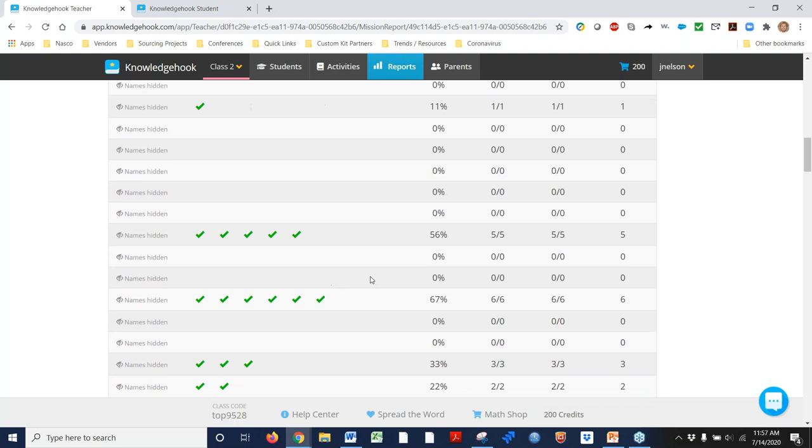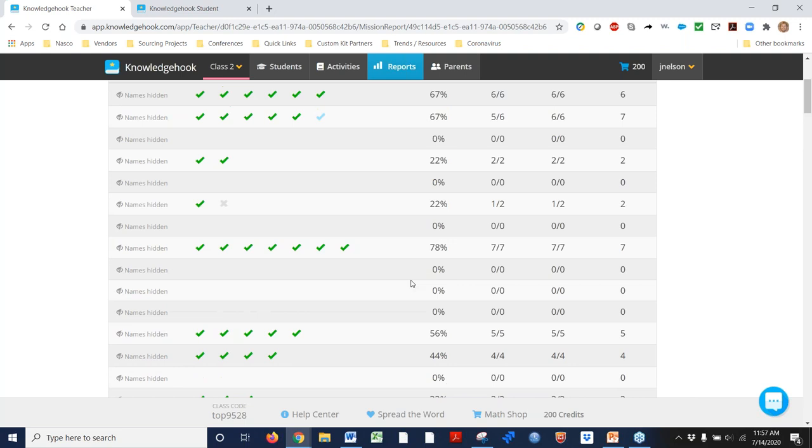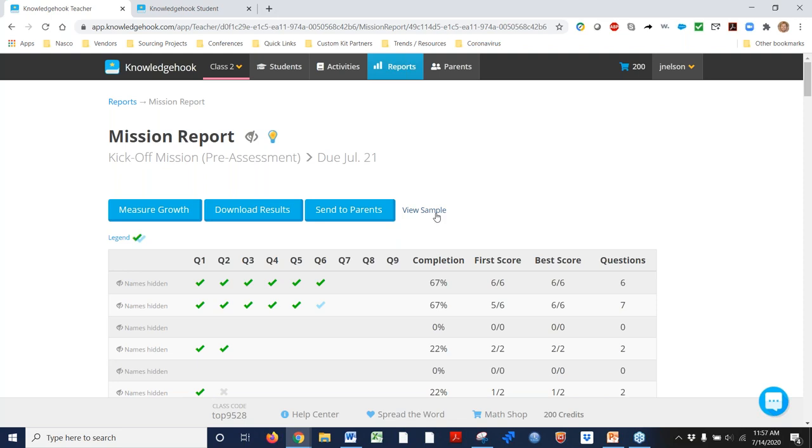Some of you are going through these games, which is great, and you can see whether or not you're correct. You could download the results. You can measure growth. You can send them to the parents. You can view a sample of this if you want. This is all free for you to access once you start building a classroom.